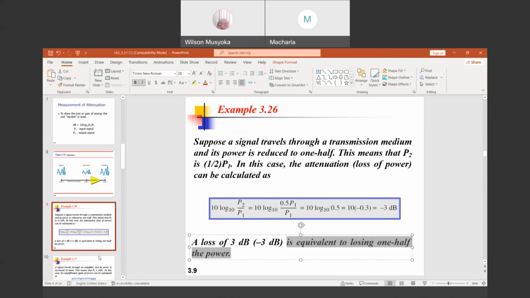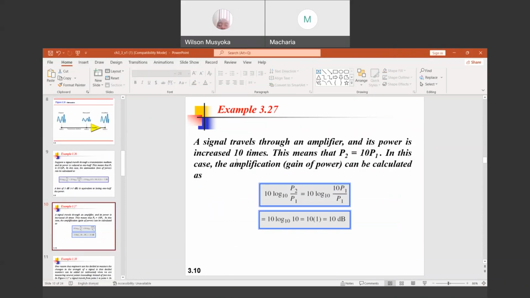And this is properly understood. Then we can also have another example here where we are talking about a signal traveling through an amplifier and its power is increased 10 times. This means that P2 is equal to 10 times P1. In this case, the amplification is going to be calculated as 10 log base 10 of P2 over P1, whereby we are saying 10 P1. Then you have it as being 10 decibels.